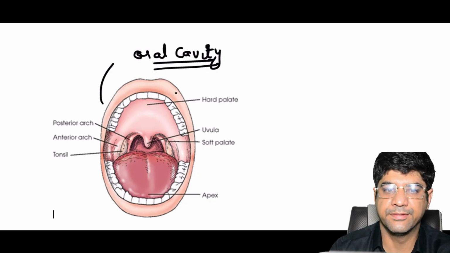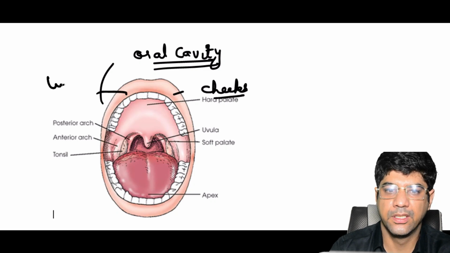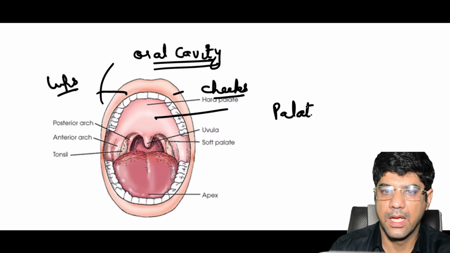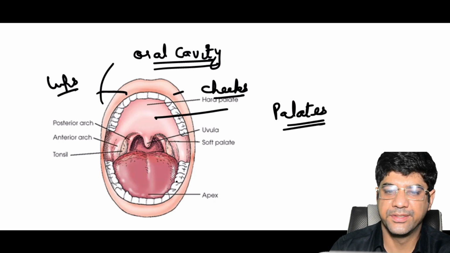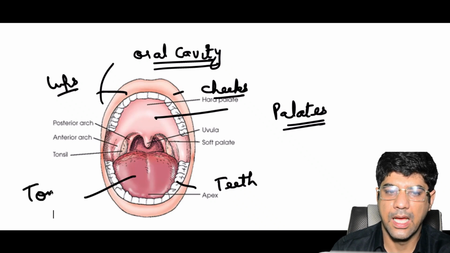We know the mouth is formed by the cheeks, lips, palate, and it encloses teeth, tongue, and the salivary glands.